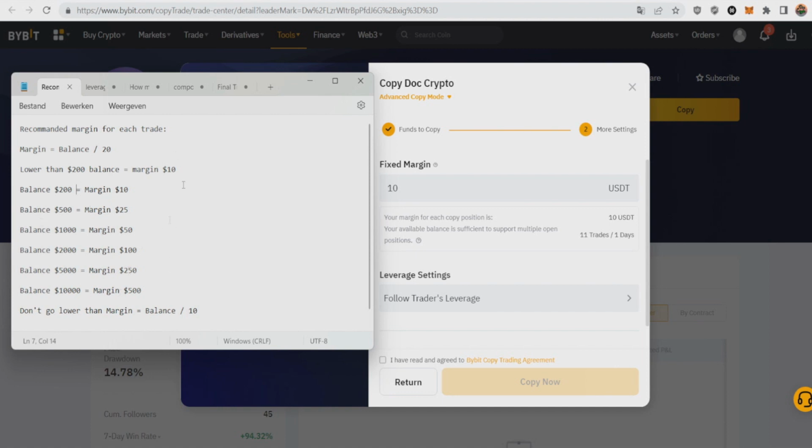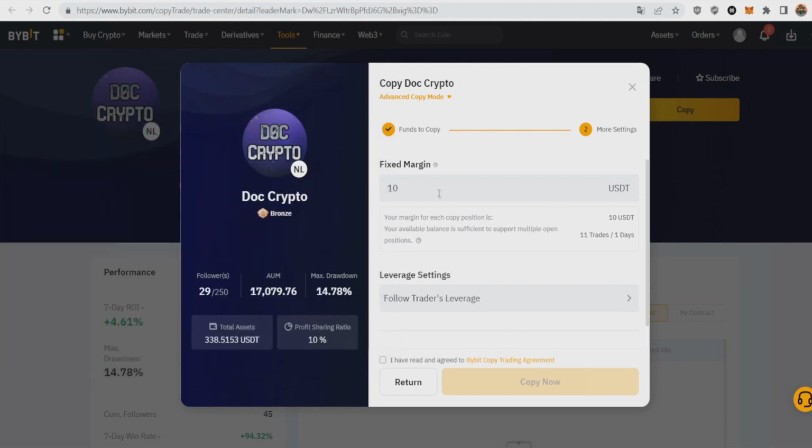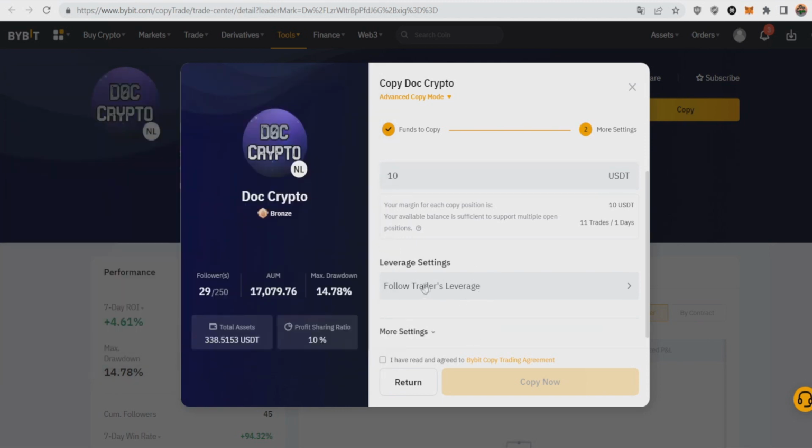So if your margin is less than $200, be sure that you don't go lower than margin is balance divided by 10, or you will miss out on a lot of trades and will make less money. But the golden rule is always margin is balance divided by 20. So really important. So the next thing is leverage setting.